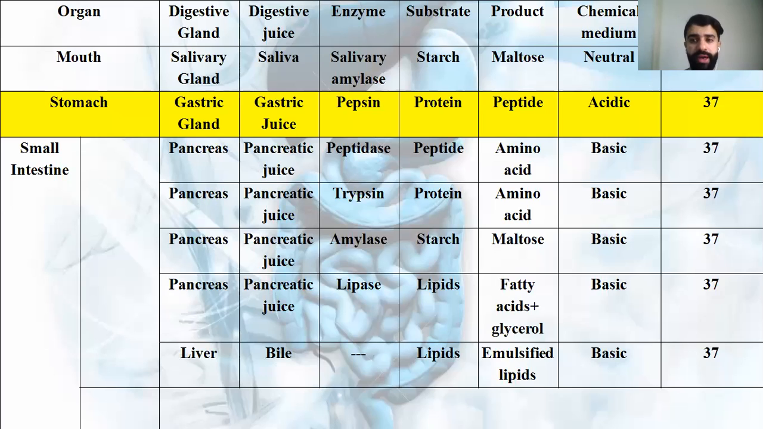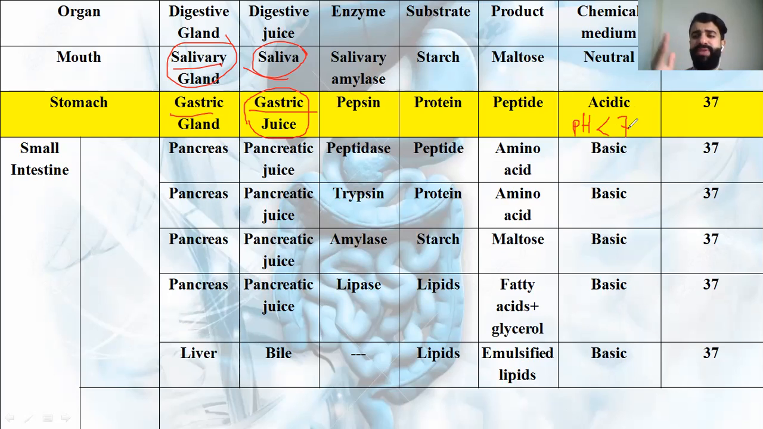Let's move now to the stomach. In the stomach, we have a special type of gland called the gastric gland. So the gastric gland also secretes juice. It's called gastric juice, like the salivary gland secretes saliva. Similar names: salivary, saliva; gastric, gastric juice. So this juice contains a special enzyme called pepsin. Pepsin works on protein, which is the complex form, to give peptide, which is the intermediate. The medium is acidic, so the pH is less than 7, and the temperature is 37.